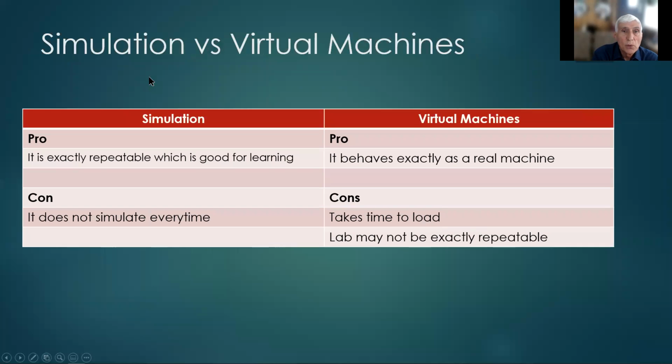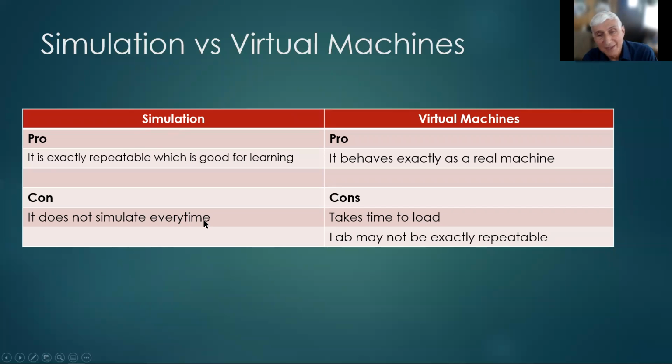Okay. Now, what we're using in this course is simulations. LabSim is a simulation. In many other courses, operating system, server, other courses, you're going to be using virtual machines. Now, the beauty of using simulation is that it's exactly repeatable, which is really good for learning. So when you're doing a lab and if you didn't do it properly, you can go over and repeat it. It'll repeat exactly the same, okay? So that's the advantages of simulation that we'll be using in LabSim. Disadvantages, it does not simulate everything.